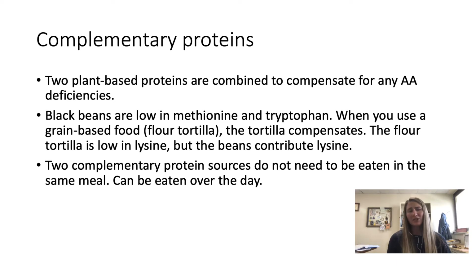That doesn't mean that certain foods that are incomplete protein sources cannot be consumed, because we have what we call complementary proteins. So that might be two plant-based proteins that are incomplete, can be consumed together to compensate for any amino acid deficiency. As an example, black beans are low in methionine and tryptophan, so they're incomplete proteins. But if we eat them on a flour tortilla, say in a taco, that tortilla is going to contribute methionine and tryptophan. So as an entire meal, we see a complete protein.